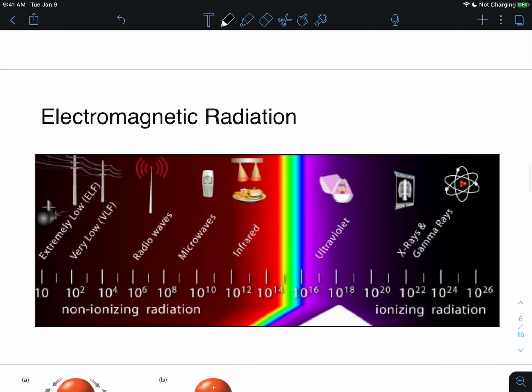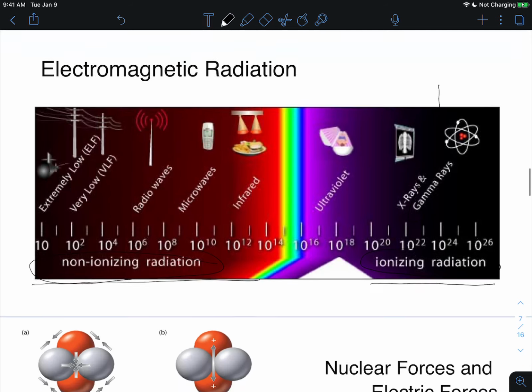Here are examples of electromagnetic radiation. This is our electromagnetic spectrum, and it goes from extremely low amounts of energy to extremely high amounts of energy. Our non-ionizing radiation will not cause the ejection of electrons upon exposure to it. Our ionizing radiation will, and that includes gamma rays, which are radiation emitted from an unstable nucleus.